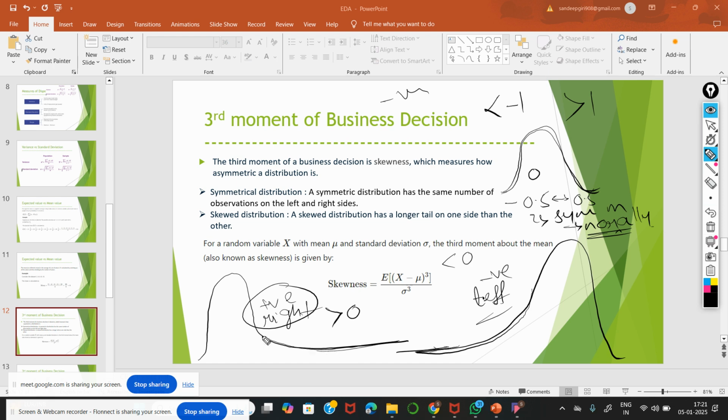Now see why this particular tail is elongated on the right side. It is because of outliers. Remember, if you are using skewness, then skewness will be able to tell you whether you have outliers or not in your data set. What is an outlier? Extreme value. For example, marks of students: people have scored marks like 60, 65, 62, 58, 40, 45, 70, and a person has scored 100, and another has scored 99.